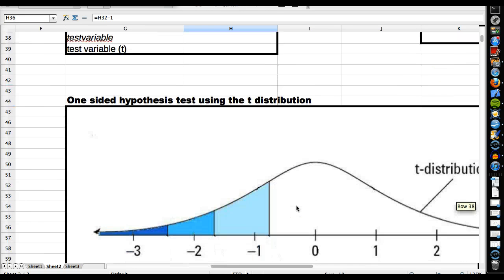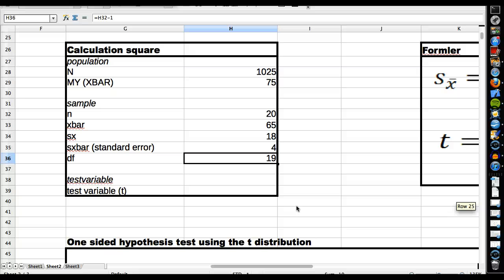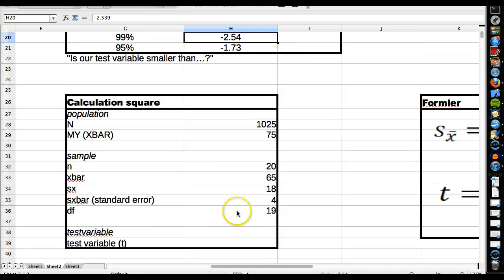freedom. This is important because when you're looking up the critical t-values in the tables, you have to make sure that you're looking in the right part of the table because it's divided up by the number of degrees of freedom that you have. Now I've already looked up these critical t-values, so these are critical t-values in a t-distribution based on 19 degrees of freedom. Okay, so we know that now, and we're ready to calculate our test variable.